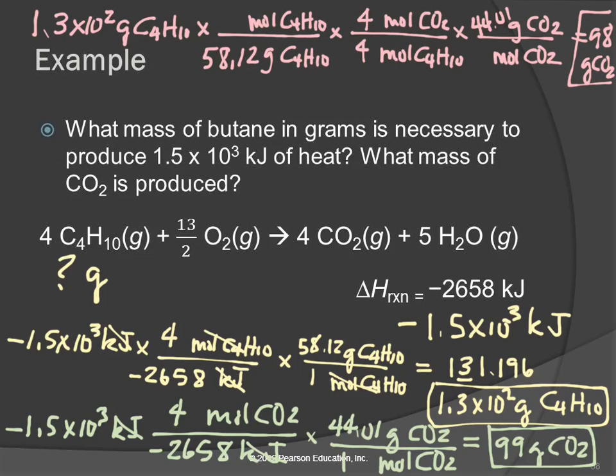Is that a big problem? No. It's not a big problem. Where is the difference? It's in the last digit, the 9 and the 8 here. That is the uncertain digit. Why is it off? Because I used the rounded number. I'm going to punch it through again using the whole number that we had gotten, 131.196 divided by 58.12 times 4 divided by 4 times 44.01. And now I get 99. So that's an example of a rounding issue.